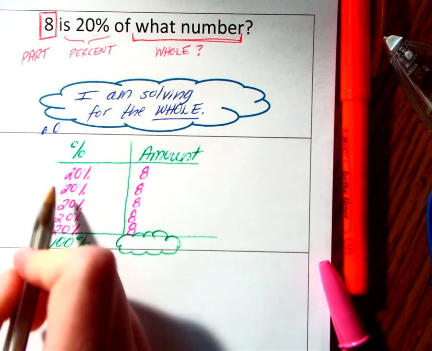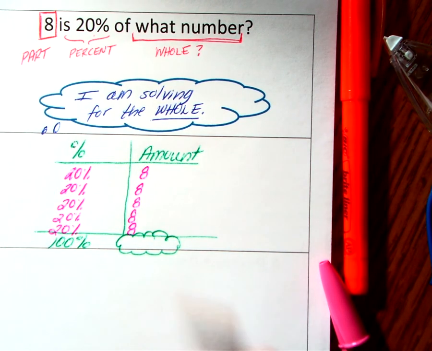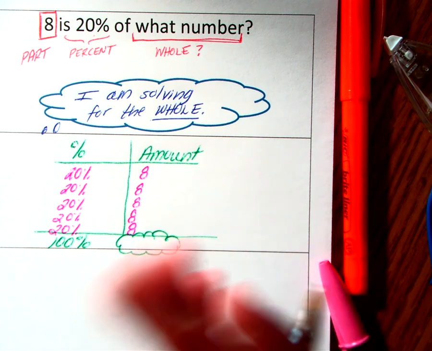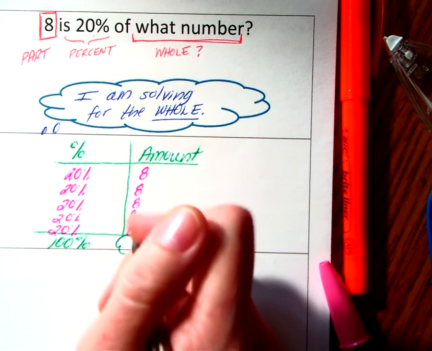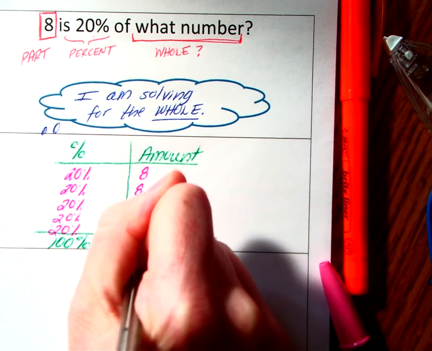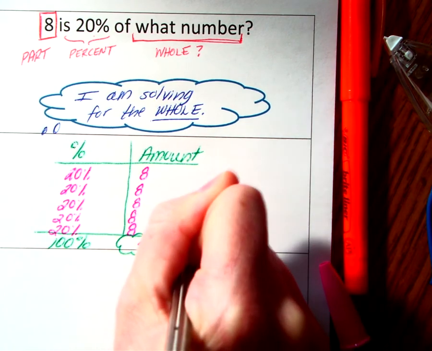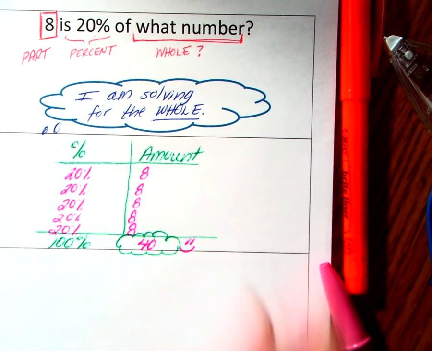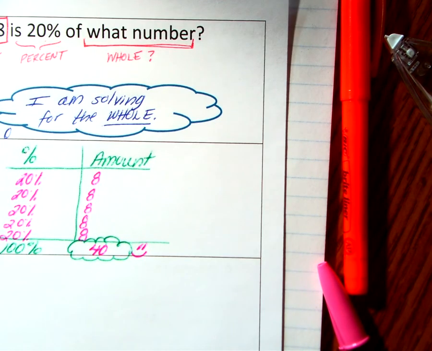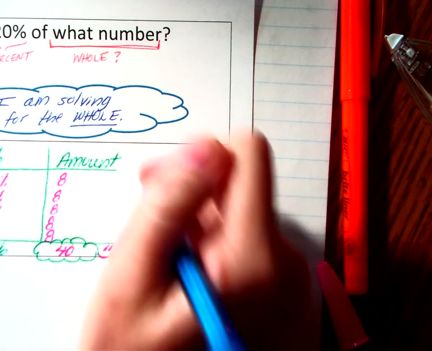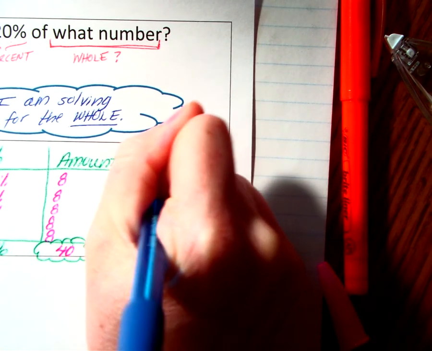Of course, I could have done something like 20% times 5 and 8 times 5. And I know in my head 8 times 5 is 40. But I wanted to show you all the steps here. So 8, 8, 8, 8 and 8. There we go. We have 40. 40 is our happy answer. Yay! Happy 40.